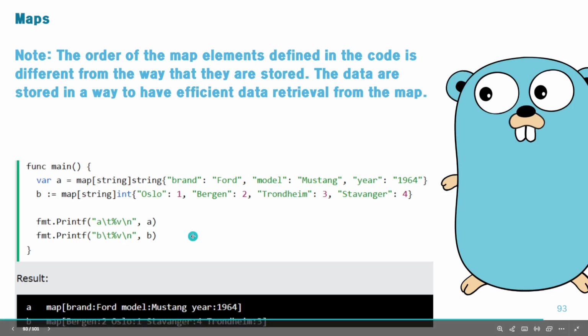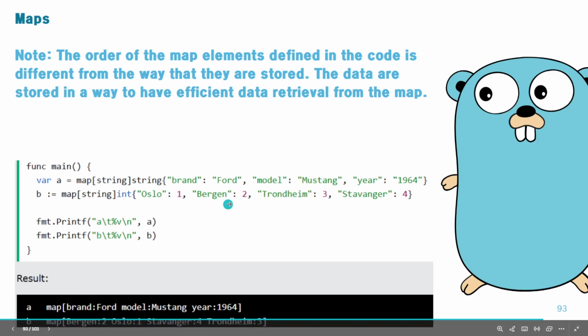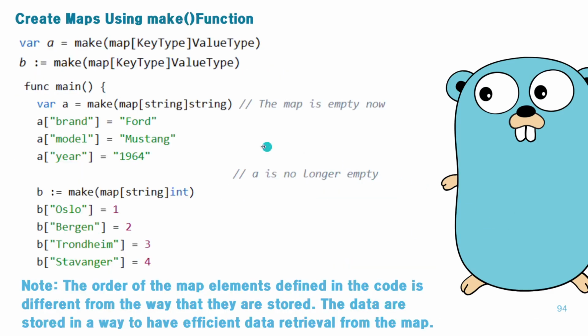So what they mean here is we are storing key Oslo with value 1 and Bergen with value 2. So we are seeing this sequence here, right? But it is not necessary that it will be stored in this sequence in the map also. If you see what is getting printed here, Bergen is getting printed first and Oslo is getting printed later. So that is the note.